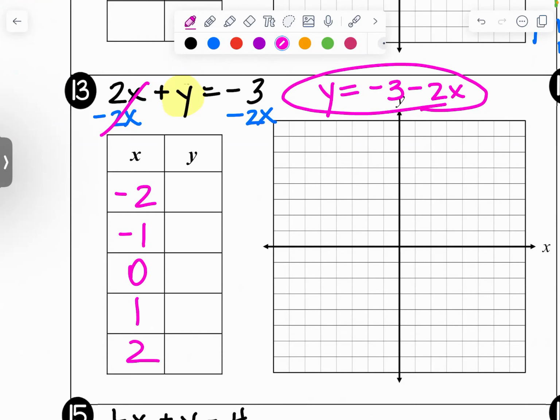Okay, so blue table, I want you to plug in -2. Purple table, you're gonna plug in -1. Yellow table, you're gonna plug in 0. Red table, you're gonna plug in 1. And then green and teal, you're gonna plug in 2. Ready, set, go. Plug it in.